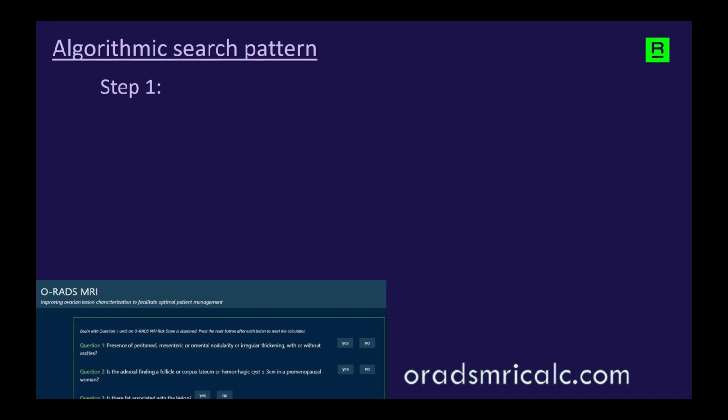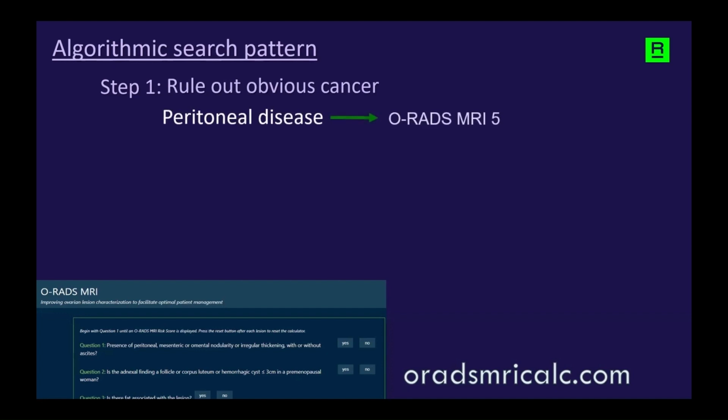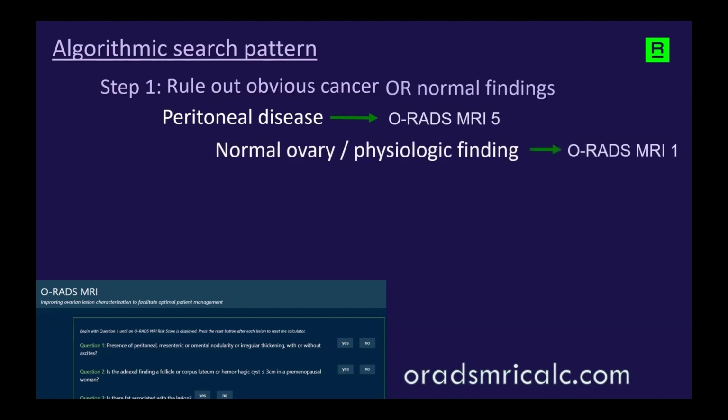So step 1 of the search pattern. First, rule out obvious cancer, i.e., is there peritoneal disease? Is there nodularity along the peritoneum? Is there thickening? Is there omental disease? Are there big lymph nodes? If there's an adnexal lesion, you're going to call it an O-RADS MRI 5. If there's no adnexal lesion, you're just going to call it peritoneal disease and not use the O-RADS system. If there's no obvious cancer, maybe there's no lesion and you just see normal findings, i.e., you see a normal ovary, or you see a follicle or a corpus luteal cyst. You're going to just call that a normal study, or you will rate it as an O-RADS MRI 1.